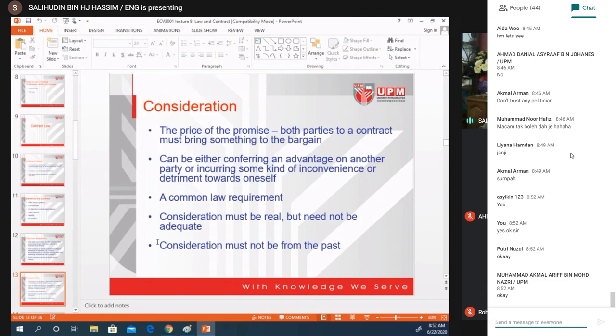Okay, this one I missed. Consideration must not be from the past. What does that mean? Whatever you have done before cannot be considered as consideration. Consideration must be what you are going to give and what he is going to get. Only that can be considered as consideration. Are you with me? Must not be from the past means something not done yet is consideration.